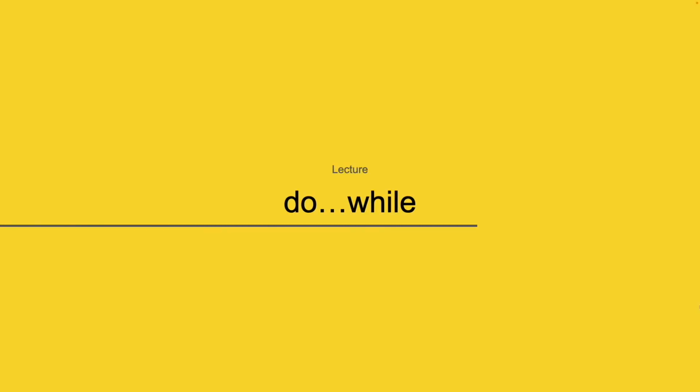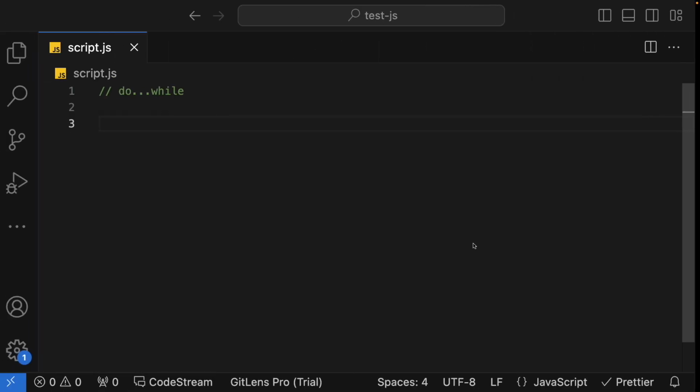So what exactly is the do while? Using do while, we can create a looping statement in which the execution of your code block will be done at least once, and then later the condition will be checked to decide whether to execute it further or not. Let's see with a small example.